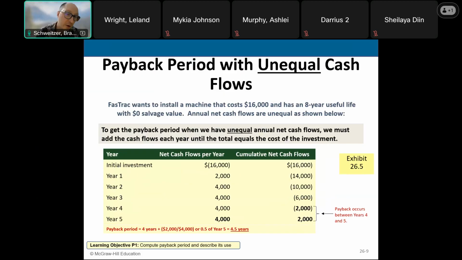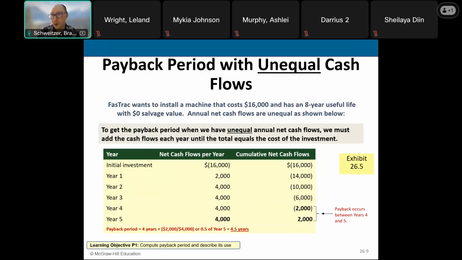So how do we figure out exactly what month we broke even, or where typically we broke even? Yeah, during the year, exactly. So the way we calculate that is we take the 4-year amount plus 2,000 divided by 4,000, which is 0.5, which means we broke even in between years 4 and 5. So 4.5 years would be the payback period in this example of unequal cash flows.